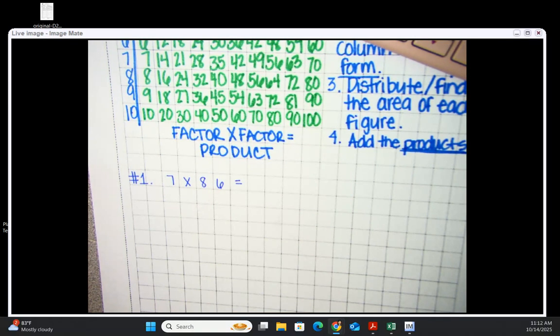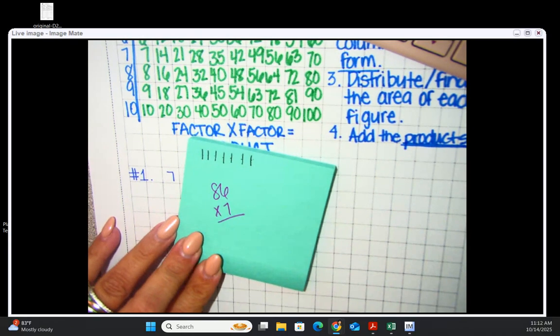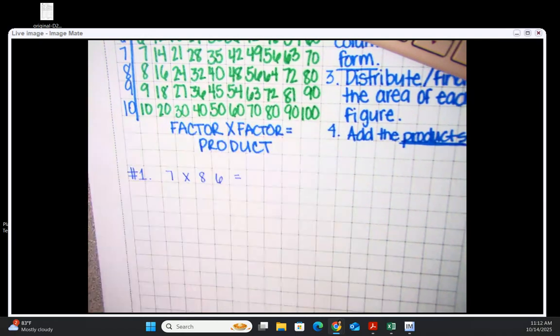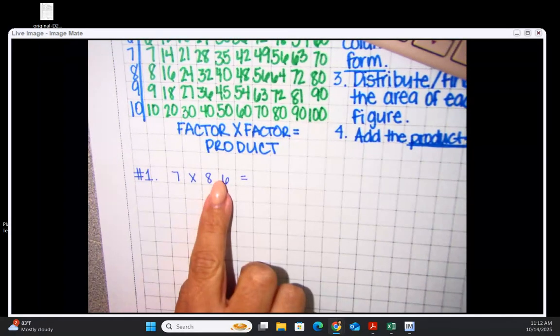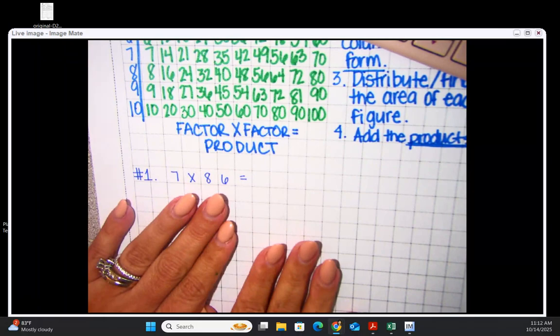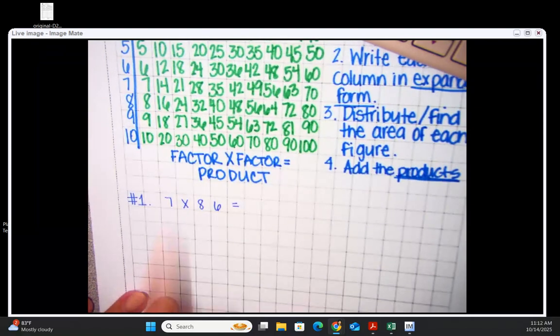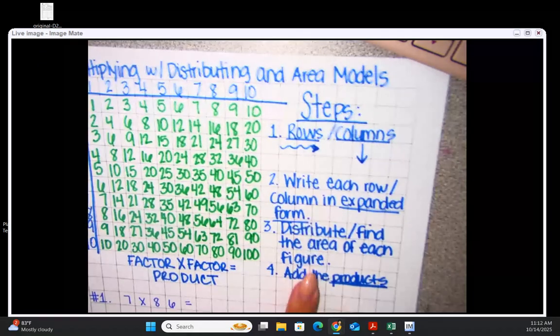7 times 86. Now I know that you already know how to multiply it like this. We already know how to do that. We learned that in 3rd grade. But in 4th grade, our numbers are not this small. Our numbers get much bigger in 4th grade. We're starting with a small example, because if you can do the small numbers, you can do the big numbers. But the reason that we do this strategy is so that we can take those big numbers and use them in the same way that we multiply the small numbers. So let's see. If I have 7 times 86, and I'm going to follow these steps.